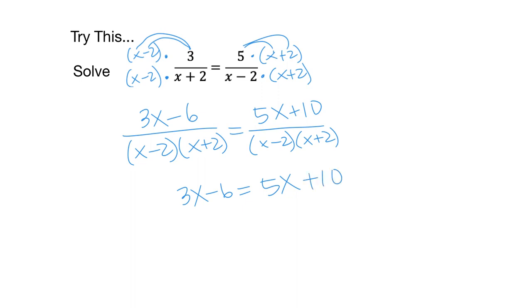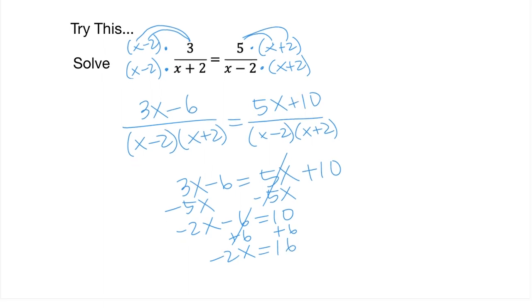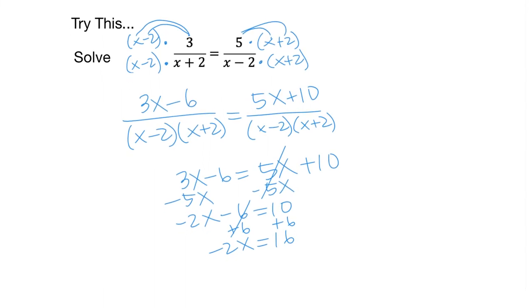So we are just going to solve. This is nice to solve. I'm going to subtract the 5x on both sides to get those x's together, giving us negative 2x minus 6 equals 10. Then I'm going to add 6 to both sides to start to get that x alone, giving us negative 2x equals 16. This is looking great. I'm going to divide by negative 2 on both sides to give me an answer of x equals negative 8.